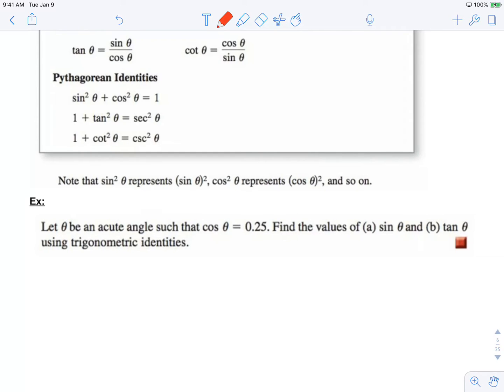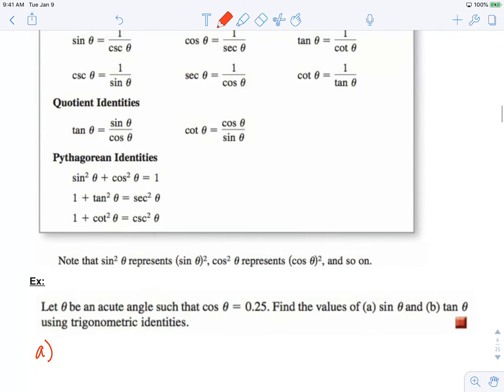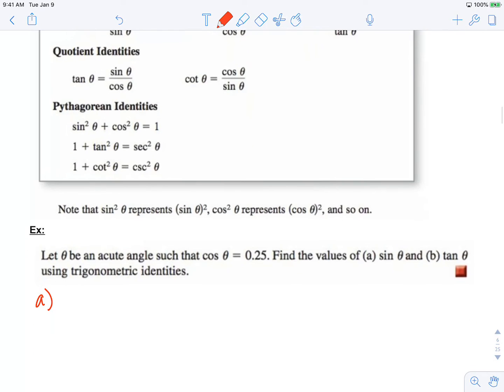So in this first example, theta is an acute angle such that cosine theta is 0.25. You want to find A, sine theta, and B, tangent theta using some of these fundamental trig identities. So for part A, which of these trig identities connects sine and cosine? Well, that's going to be one of the Pythagorean trig identities. Sine squared theta plus cosine squared theta equals 1.